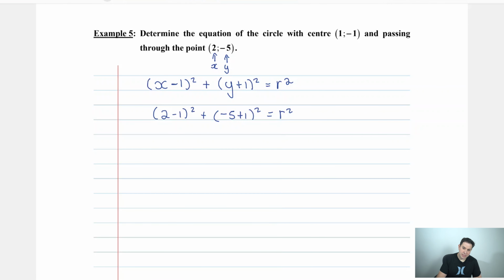Now, a lot of people are afraid to use their calculator because they're worried it wastes time. I'm a very big fan of the calculator, and I would rather put this in my calculator than make a silly mistake doing the maths in my head. So that's what I'm going to do.